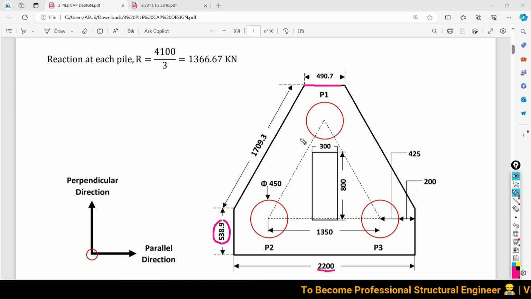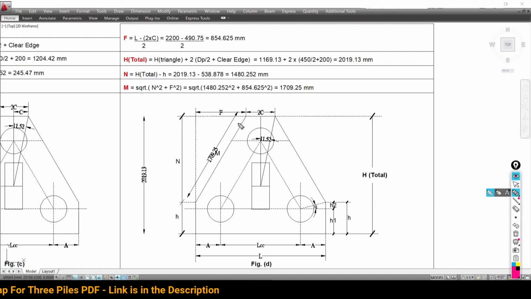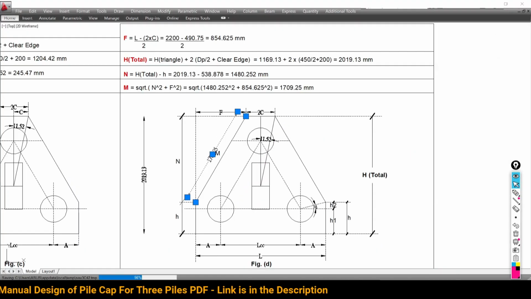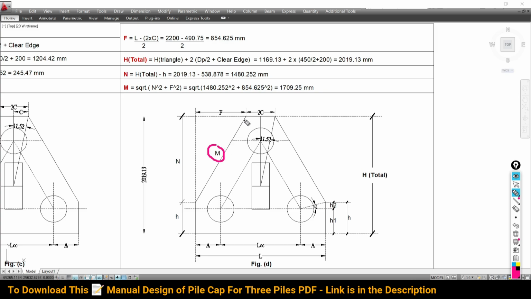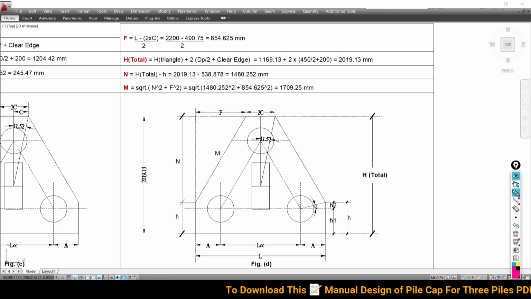The one thing remaining to calculate is the inclined edge of the pile cap. And how do we do the calculation for this inclined edge? For that, just follow the same procedure. Basically we have to calculate this m value, and that will define this inclined edge. How can you calculate this? Just follow the procedure. First we need to calculate this f value.